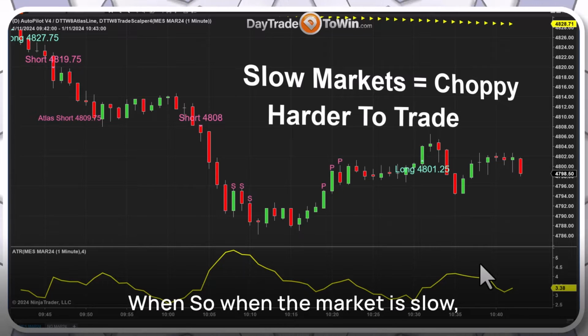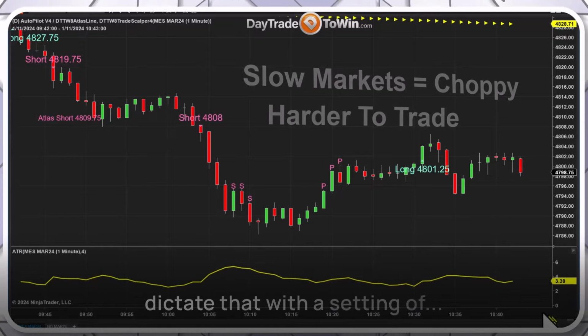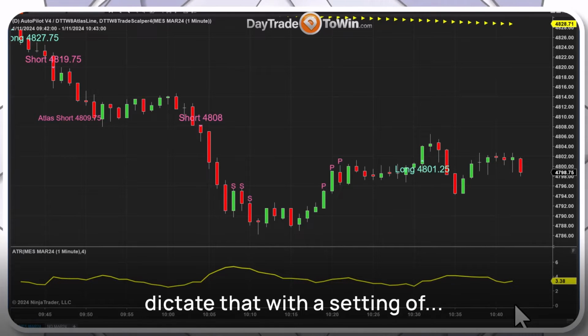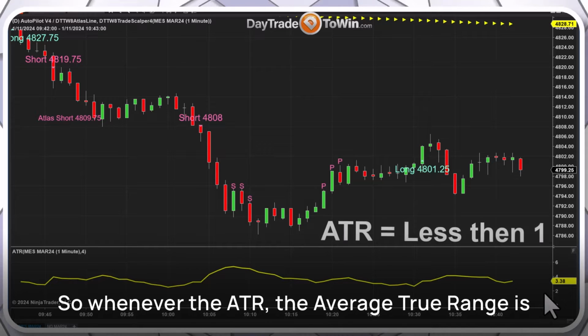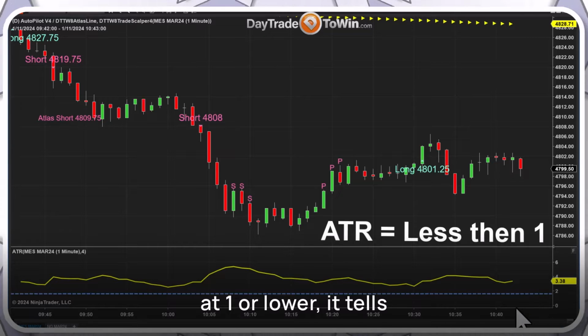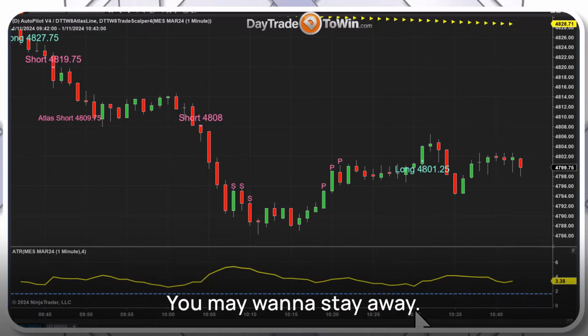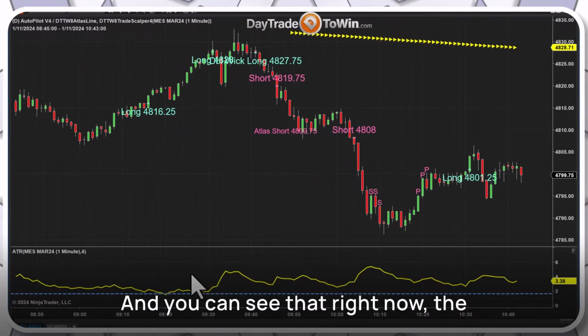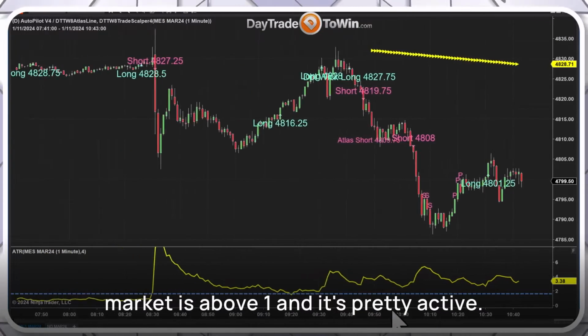So when the market is slow, the ATR is small. I like to dictate that with a value of 1. So whenever the ATR, the average true range, is at 1 or lower, it tells me that the market is typically slower. You may want to stay away. And you can see that right now the market is above 1 and it's pretty active.